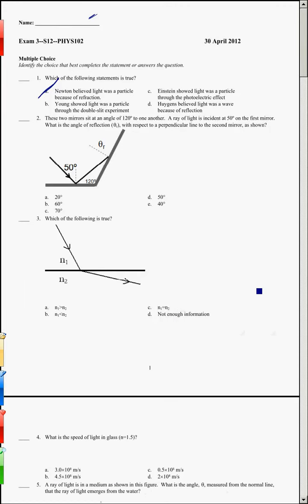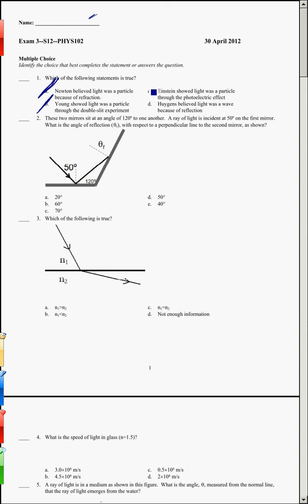Okay, this is exam 3 for spring 2012, physics 102. Which of the following statements is true? Alright, Newton believed light was a particle because of refraction. He believed light was a particle because of reflection, so that's not true. Young showed light was a particle through the double slit experiment. He showed that light was a wave through that.